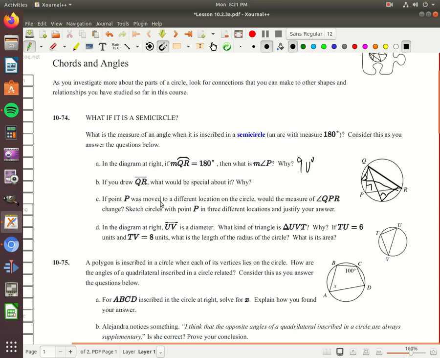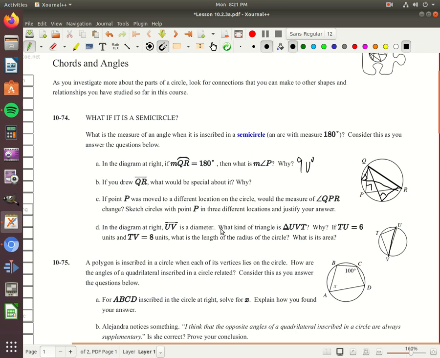So if point P was moved to different locations on the circle, would the measure of QPR change? It wouldn't. It would still be 90 degrees because it would still have the same intercepted arc. So any of these inscribed angles would be half, and it would still be 90 degrees. So in the diagram at right, UV is the diameter.